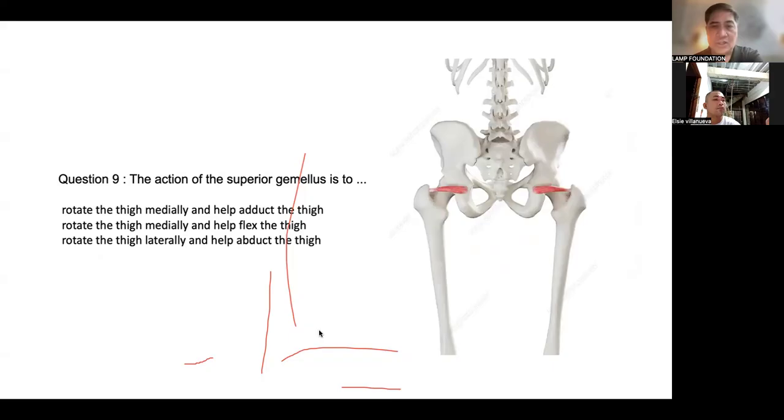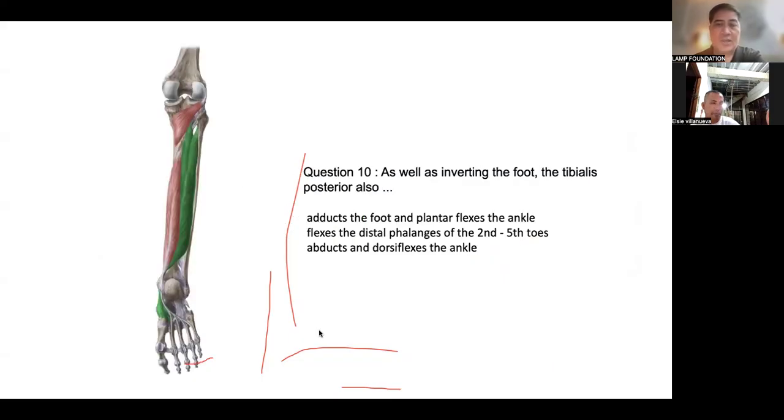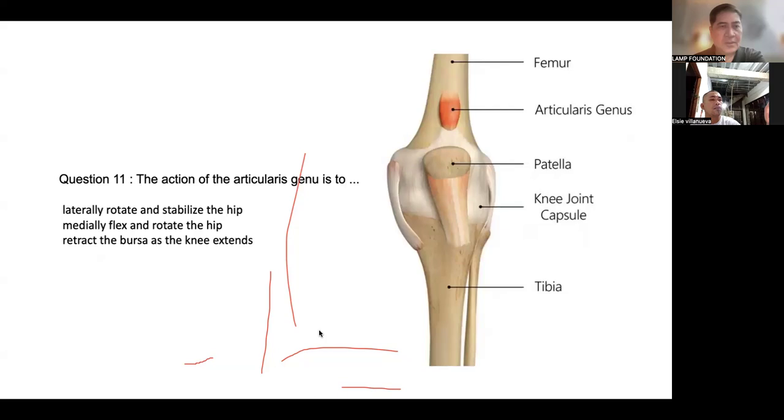Action of superior gemellus. Rotate the thigh laterally and help abduct the thigh. As well as inverting the foot, the tibialis posterior also adducts the foot and plantar flexes the ankle. Action of the articularis genu. Retract the bursa as the knee extends.